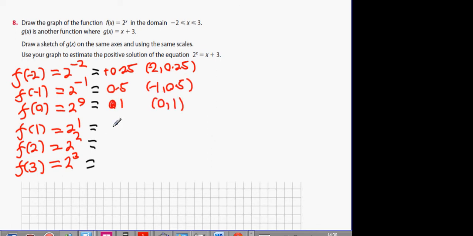Okay, yeah. 1, 2. So that equals 2, which makes that (1, 2). Yeah. 2, 4, which makes that (2, 4). Yeah, go for it again. 3, 8, which makes the point (3, 8). Okay, guys, that's all my workings.